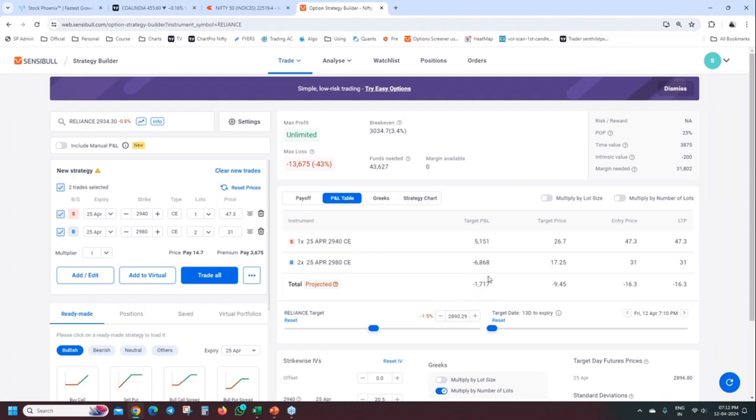My premium is eroding fast since I am buying the nearby strike, and my loss is increasing. So we will go with the third strike itself. Whatever you are selling from there, we have to go with the third strike.